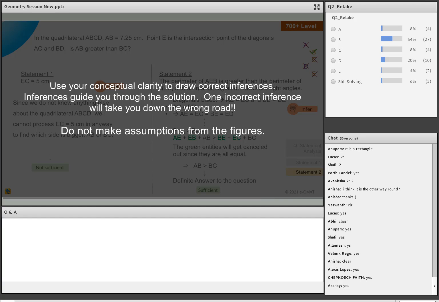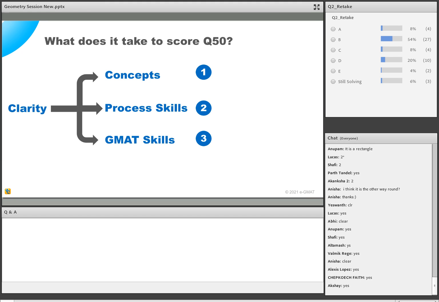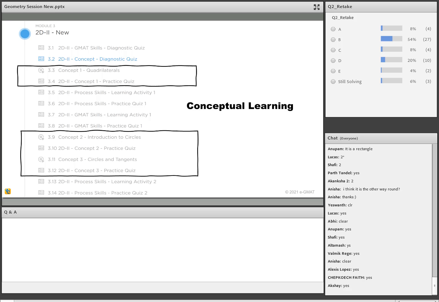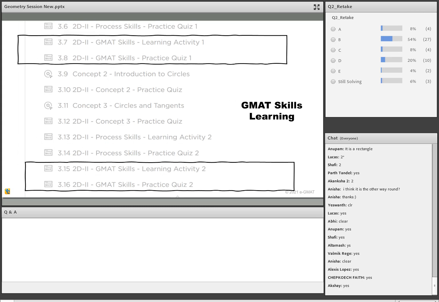Before I move ahead to the next question, I'll just take 3 more minutes to help you understand what it takes to score a Q50 or higher, right? There are 3 things that you need to make sure are completely in place for you. A, the concepts. B, the process skills. And C, the GMAT skills. Now, in your Quant 2.0 course, we have separate files for all these 3 activities: files for concepts, files for process skill learning, and files for GMAT skills, which is solving difficult kind of questions as far as the GMAT is concerned.